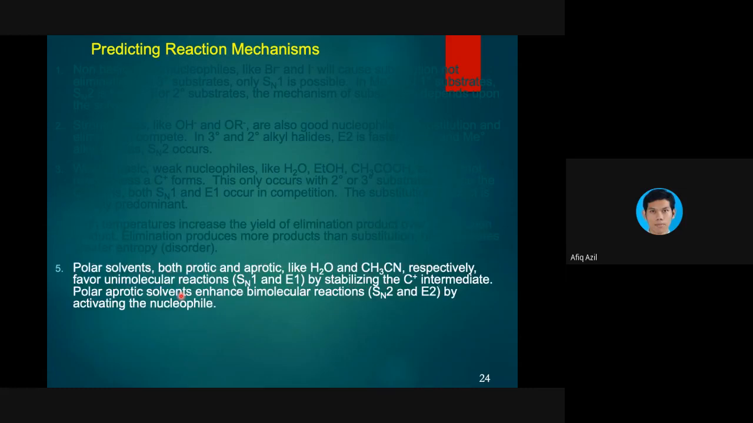And then for polar solvents, both protic and aprotic, like water and cyanomethane respectively, these will favor unimolecular reactions, SN1 and E1, because they will try to stabilize the carbocation that is formed in the first step. While polar aprotic solvents will enhance bimolecular reactions, SN2 and also the E2 mechanism, by activating the nucleophile involved.